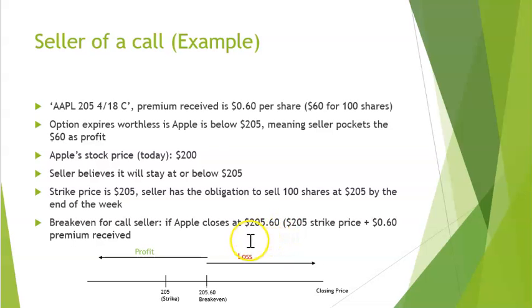For example, if Apple indeed closed at $210 a share, the seller would still have to sell his or her 100 Apple stocks for only $205, thus losing out on $500 worth of additional income. The graph below again shows the profit and loss for a seller, which is exactly the opposite to that of a buyer.